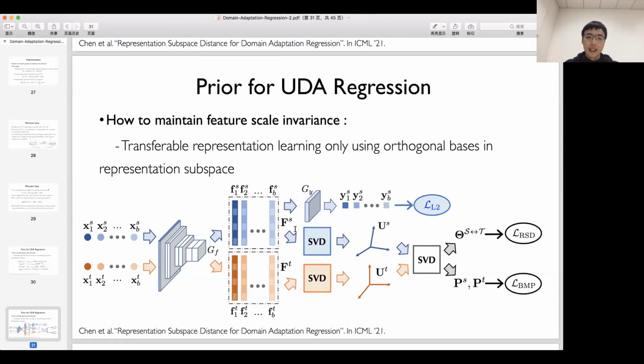The first stage is that we use the feature matrix of the source domain and the feature matrix of the target domain. We use SVD to decompose them into the orthogonal bases US and UT. Then we use a third SVD to calculate our principal angles and our weight matrix P. We use the principal angles to calculate our representation subspace distance, and use the weight matrix P to calculate our basis mismatch penalization. So this is the architecture of our work.